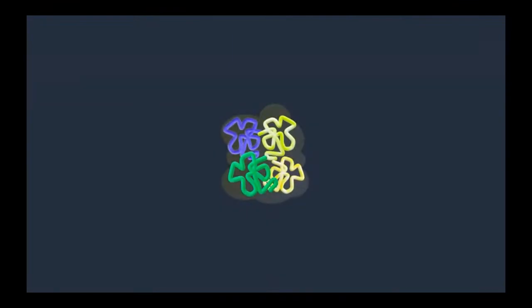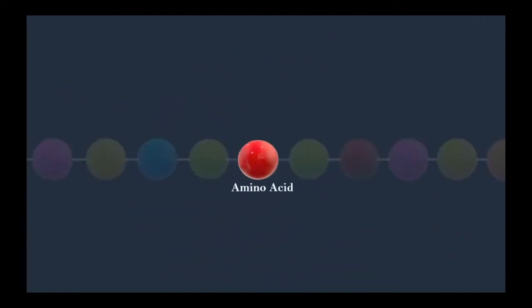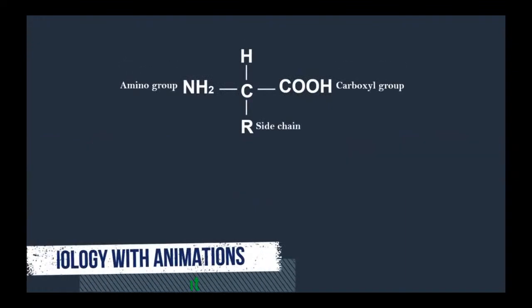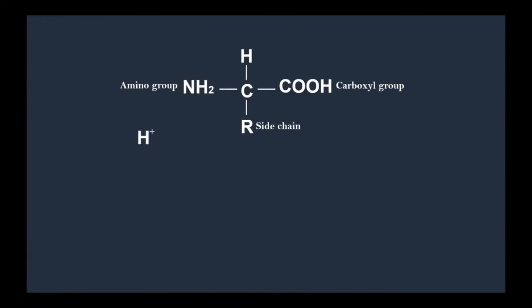Proteins are large biomolecules, consisting of one or more long chains of amino acid residues. Amino acids are organic compounds that contain amine and carboxyl functional groups, along with a side chain specific to each amino acid. Depending on the pH of their environment, the amino group can be protonated and become positively charged. The carboxyl group can be deprotonated and become negatively charged.